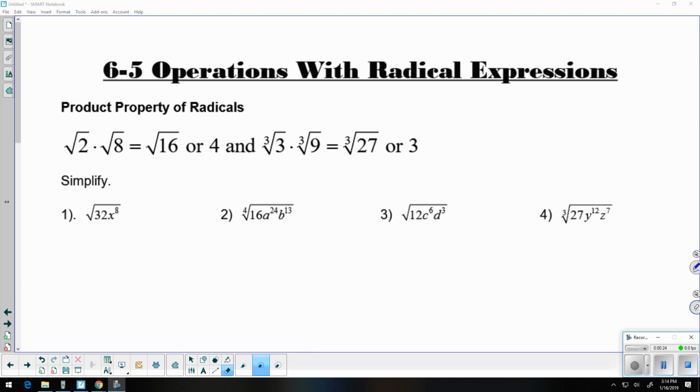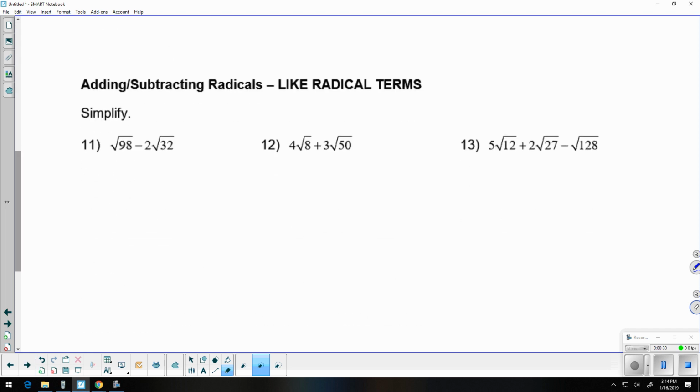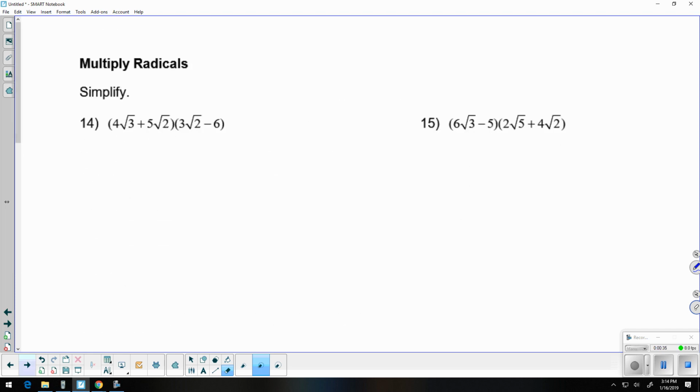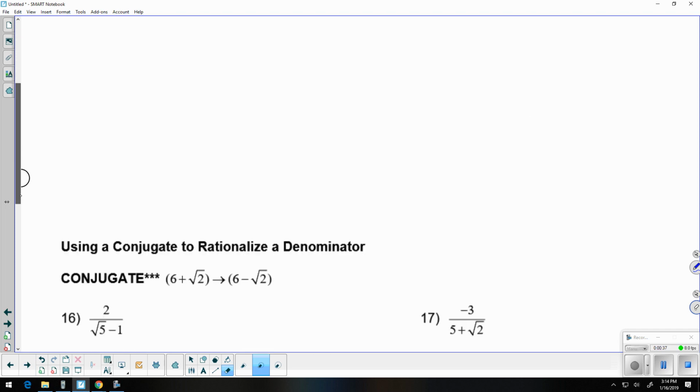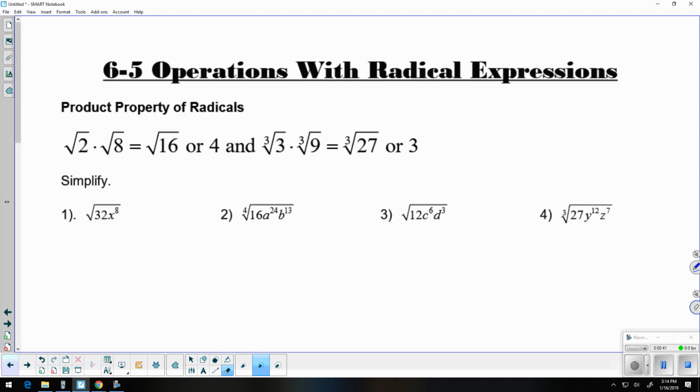Again, we've got square roots, fourth roots, cubic roots. And then we have operations, where we're going to be multiplying with radicals, then adding and subtracting with radicals, and then multiplying once again, foiling, and the last one is division. When I think of operations, I'm usually just thinking adding, subtracting, multiplying, dividing.